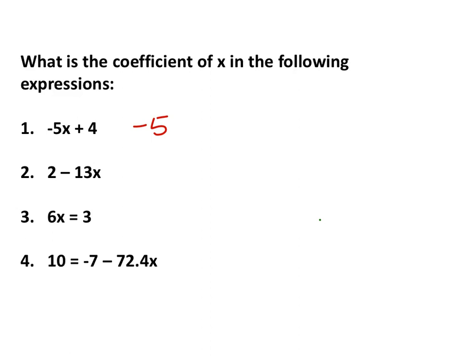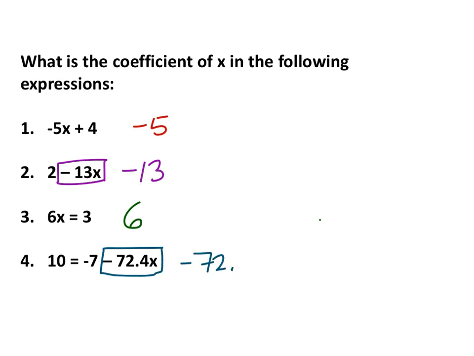On number two, most of you guys would say this is 13, but it's a term. That would be -13 because it takes the operation immediately to its left if it's addition or subtraction. Number three, that's a +6. And then number four, once again, we're looking at the full term. So the actual coefficient of x on this one would be -72.4.